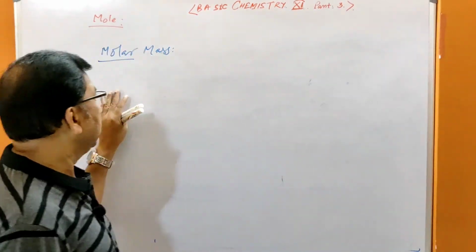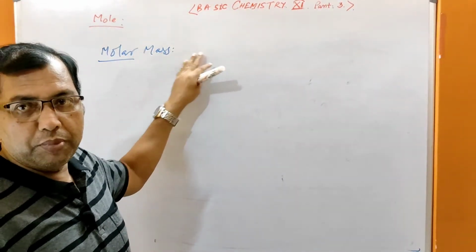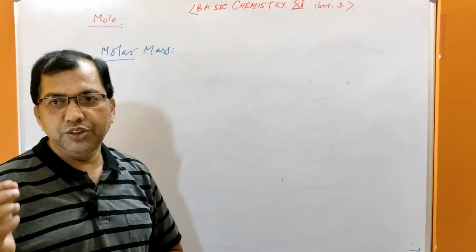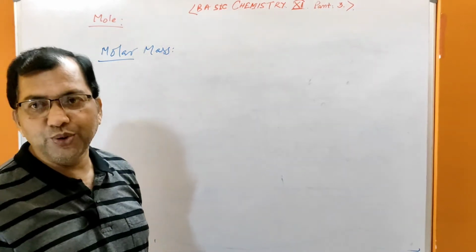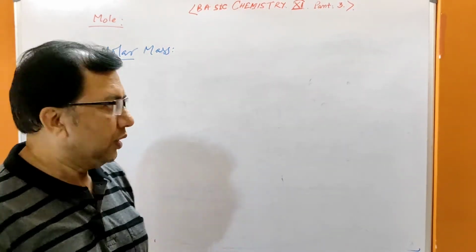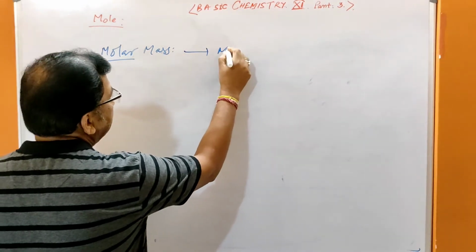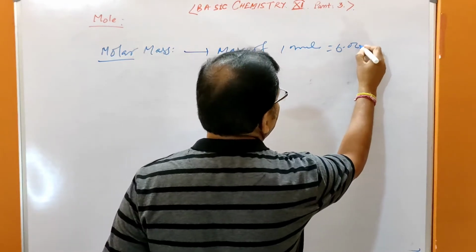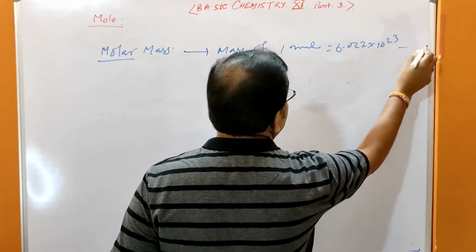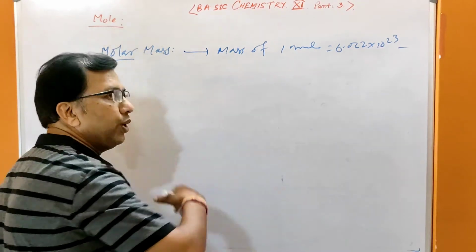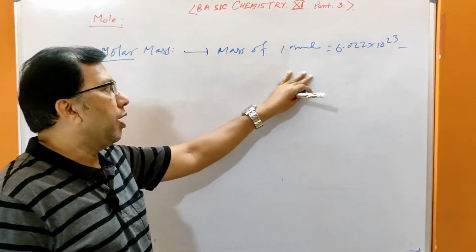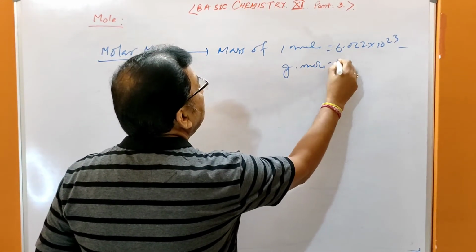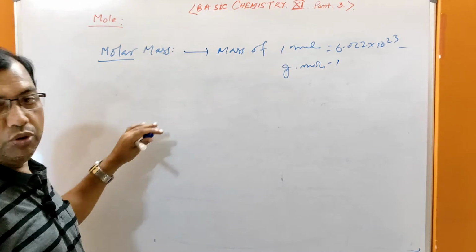So what is molar mass? The mass of 1 mole, that is the mass of 6.022 × 10^23 particles, is known as molar mass. What is the unit? Gram per mole, or gram mole inverse. Clear?